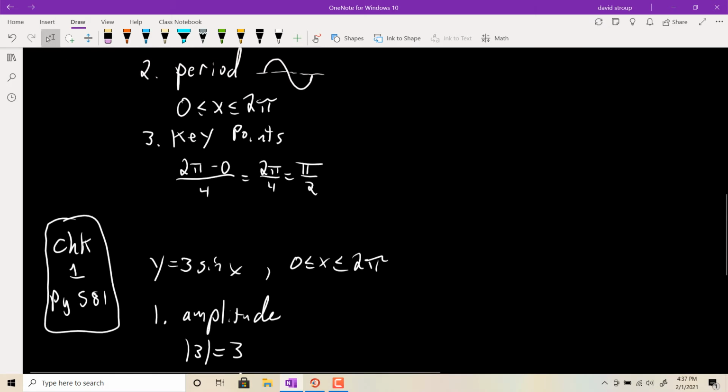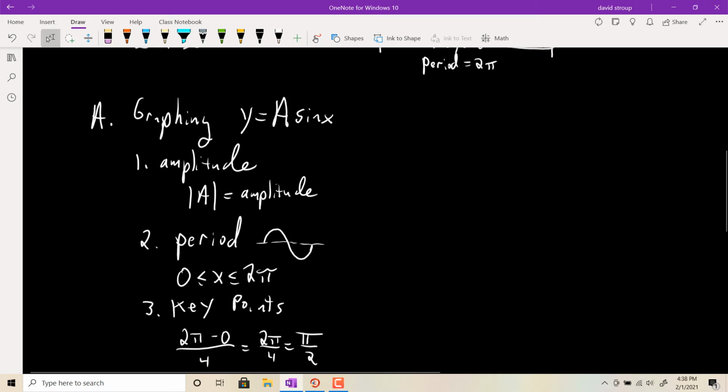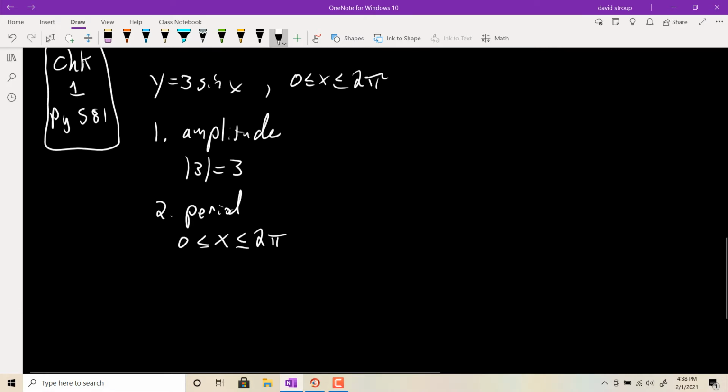So I should make it clear, what do they want as your answer for period? They want 2 pi, okay, the length. So the period in this case is 2 pi, technically 2 pi minus 0, but just 2 pi. And then the key points, in other words, figuring out the tick marks, what you're going to do is the period divided by 4, or you could go 2 pi minus 0 over 4, which is just pi over 2. You're going by pi over 2's on the x-axis.